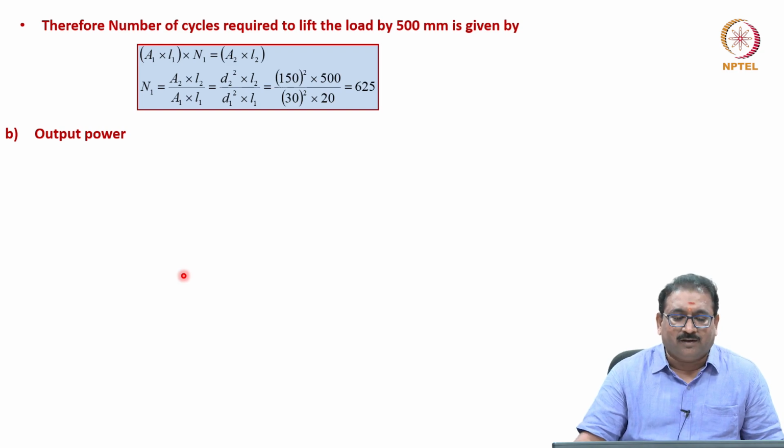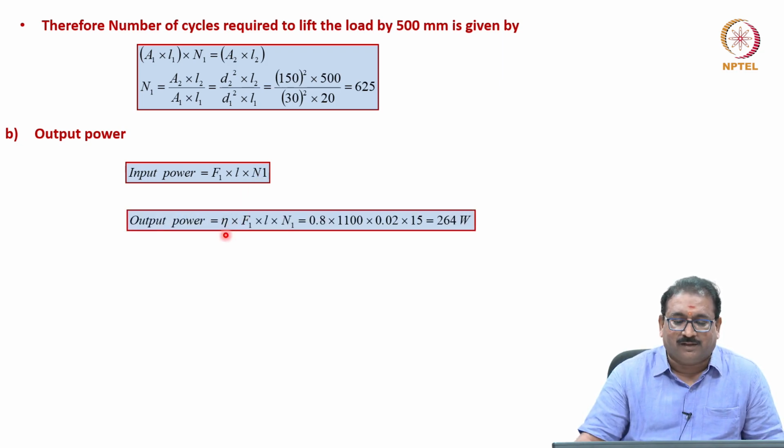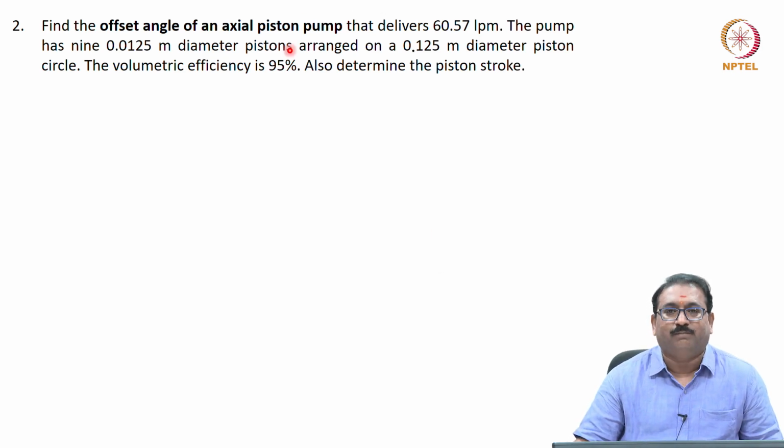Now output power, we already know that input power equal to F1 into L stroke multiplied by N1, then output power is multiplied with volumetric efficiency, what they are given. Here efficiency, F1, L1, N1, you will get the output power is 264 watts. Now we will move on to one more problem on the axial piston pump.